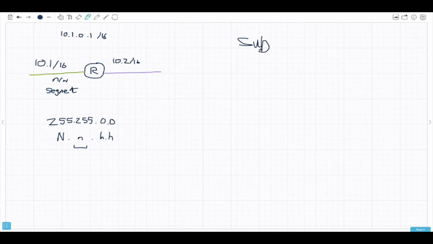And I appear to have a mouse problem. I don't want to write in that rather weird way. That's better. I think my mouse was a little bit too far away from my computer. Maybe it's time for a battery change or something. So now we have a subnet.